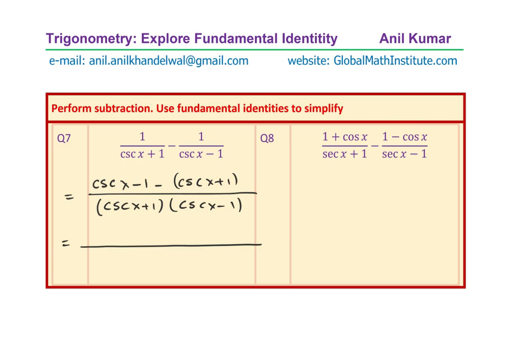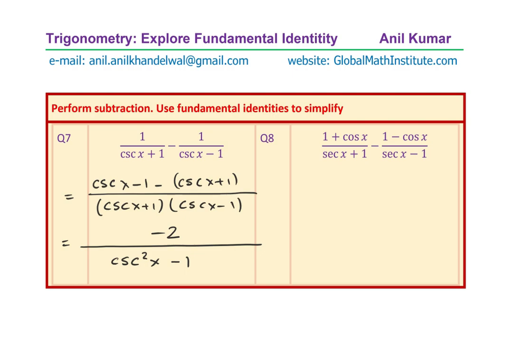In the numerator, what do you get? You get cosecant x minus cosecant x, which is 0, and minus 1 minus 1 as minus 2. Now let us factor this. See, we get, expand this. We get cosecant square x minus 1. And what is that equal to?